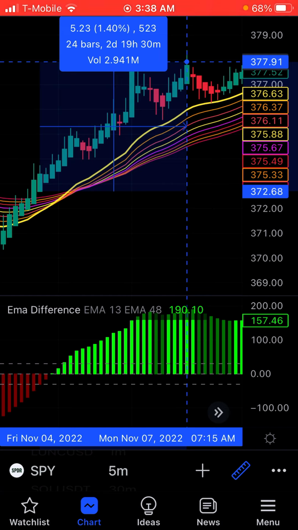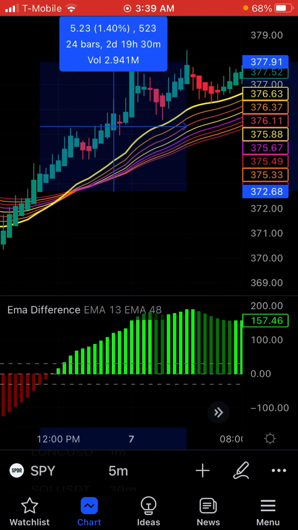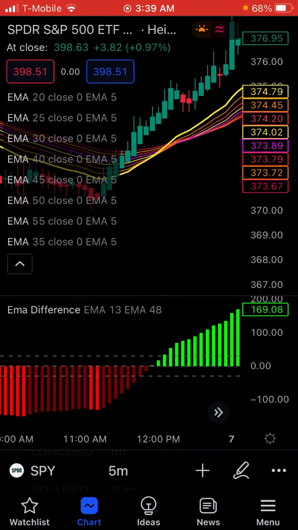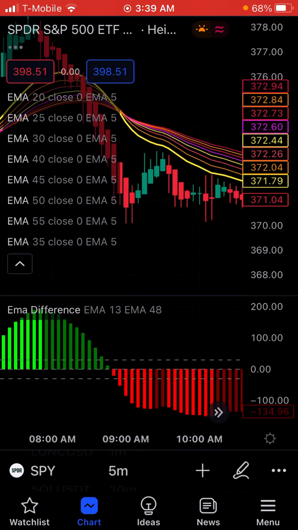So right here, this alone was 2 days, and that's about a $5 difference in price with SPY. So that was about $250. So let's do this again. Let's look at a couple of other examples.